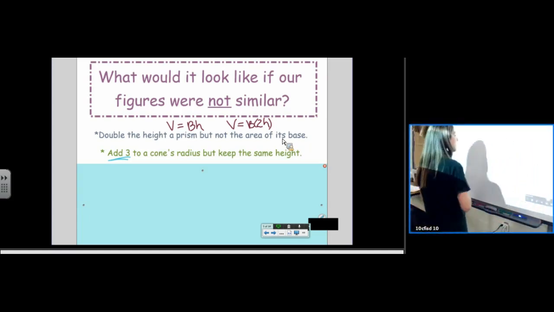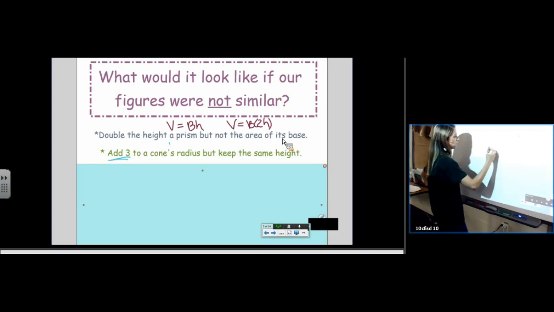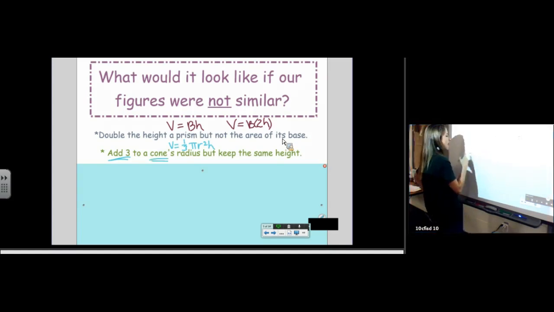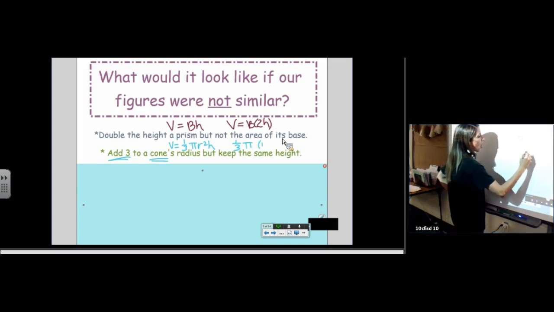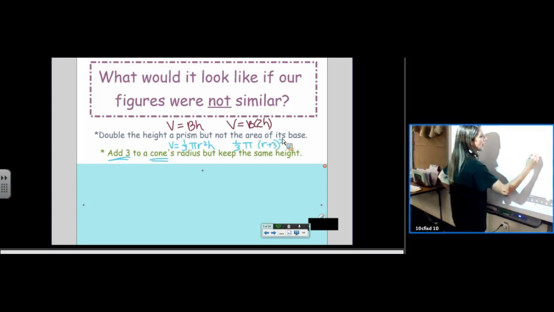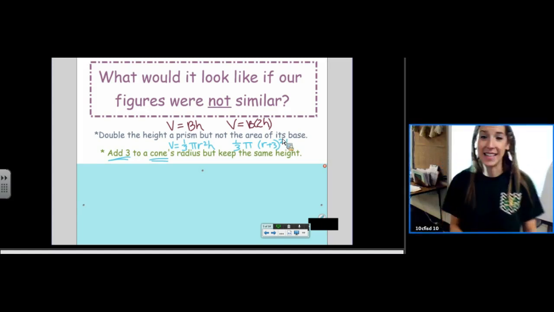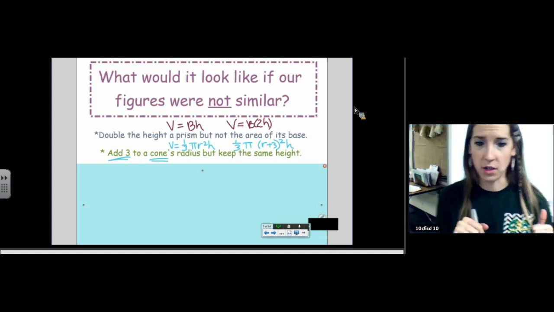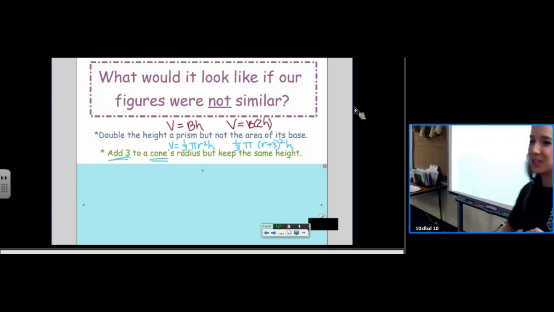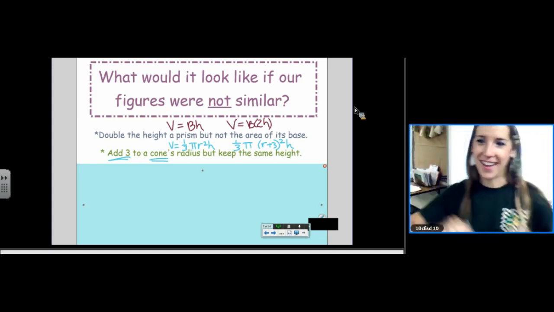What would that look like? So if I did volume here, 1/3 pi r squared h is the volume of a cone. If I added 3 to the radius, oh my gosh, weird things would happen. It'd be 1/3 pi (r plus 3) squared h. Heaven's sakes, that would not be similar to our original one. Not even close. Ooh, horizontal stretch. Okay, all right.